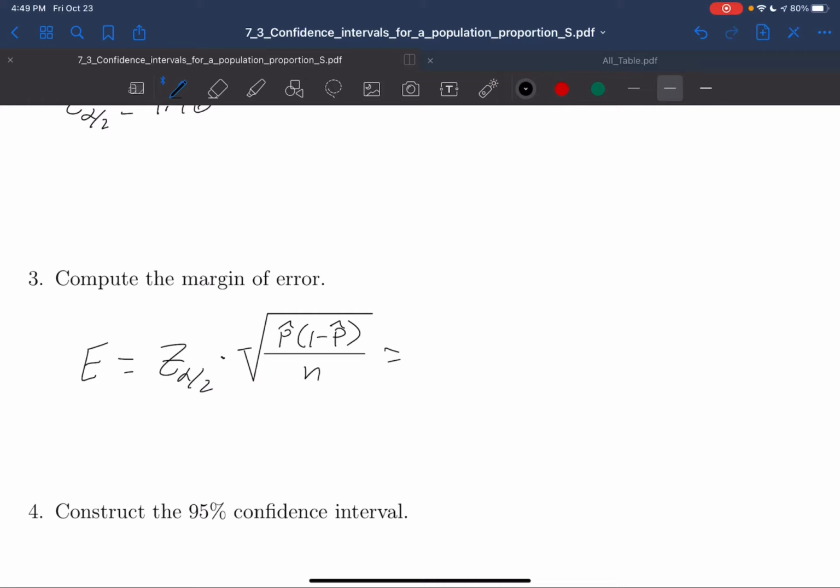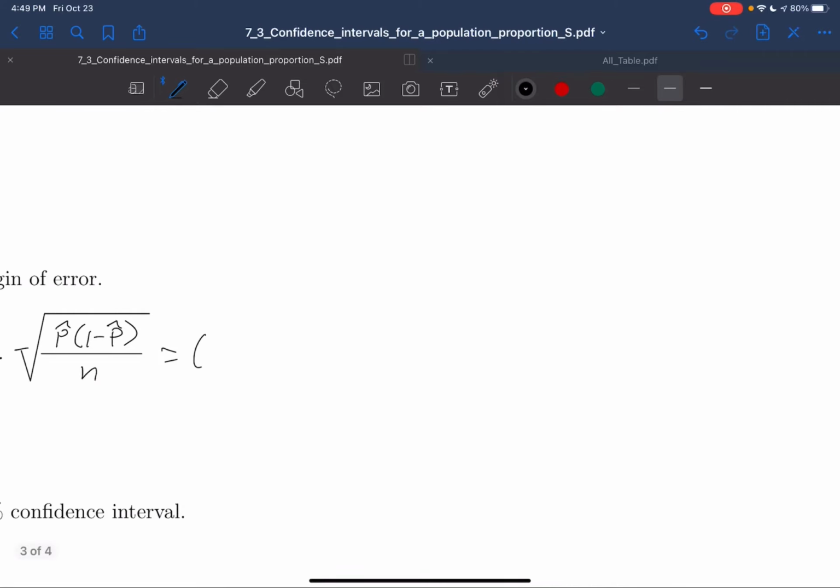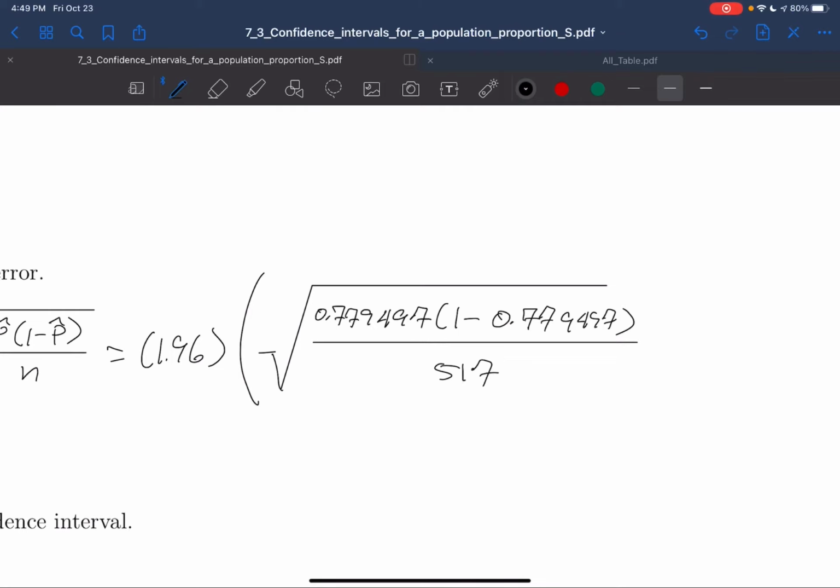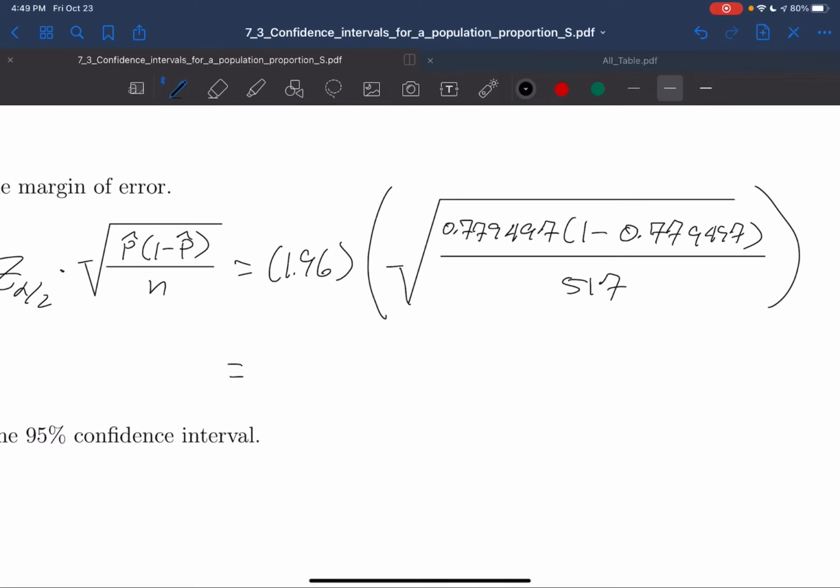So this is going to be 1.96 times the square root of 0.779497 times 1 minus 0.779497 all over 517, and this value will be 0.035738.